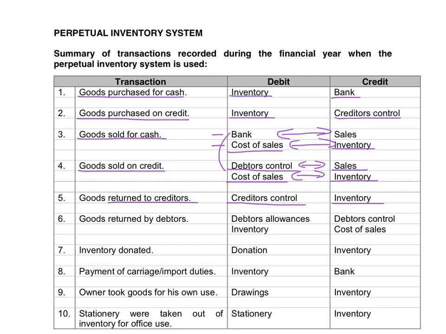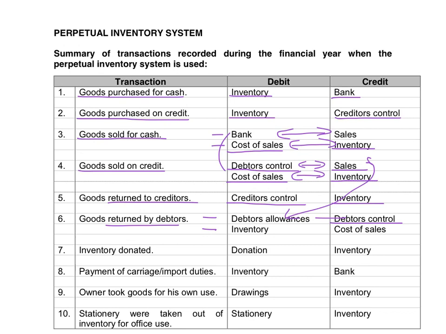Goods returned by debtors. The debtors' allowances and inventory will have two different amounts. So we will do two double entries again when goods are returned. The one will be for debtors' allowances to show that the sales that we had in that previous transaction there is actually reduced with this debtors' allowances figure. And debtors control owe us less money, so debtors control will be credited.